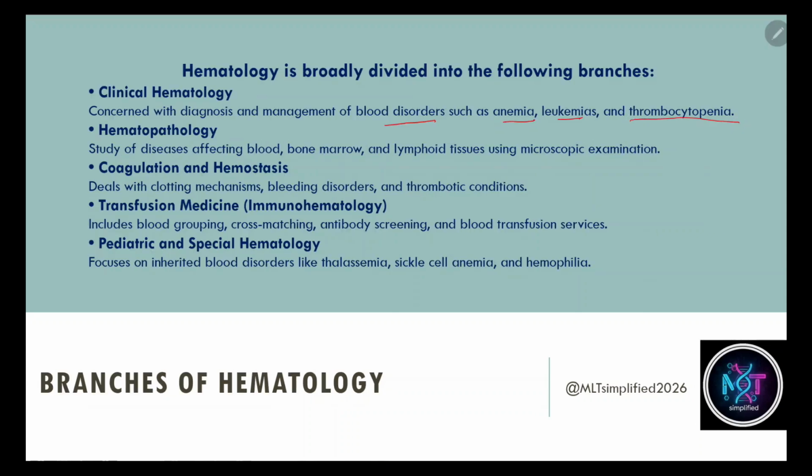Clinical hematology is concerned with diagnosis and management of blood disorders such as anemia, leukemia, and thrombocytopenia. Hematopathology requires strong microscopic skills. Coagulation and hemostasis deal with clotting mechanisms, bleeding disorders, and thrombotic conditions. Transfusion medicine, or immunohematology, includes blood grouping, cross-matching, antibody screening, and blood transfusion services. Pediatric and special hematology focus on inherited blood disorders like thalassemia, sickle cell anemia, and hemophilia.